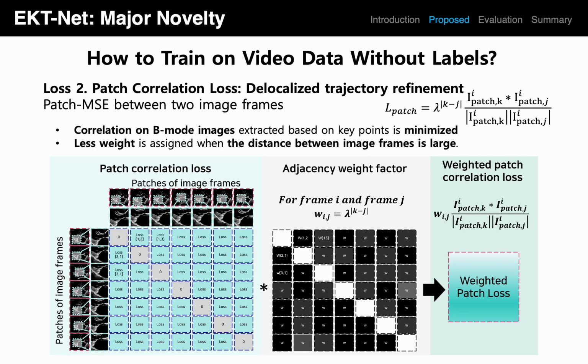The second loss is the patch correlation loss. We extract local patches around the predicted key points and minimize the patchwise MSE between corresponding frames. Importantly, frames that are temporally distant are assigned lower weights. As training progresses, this loss provides a more refined and localized constraint, further stabilizing the key point trajectories.